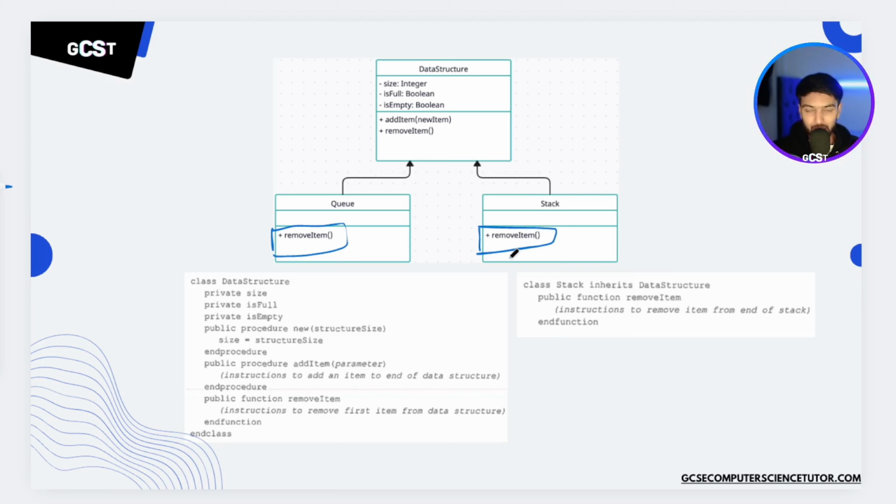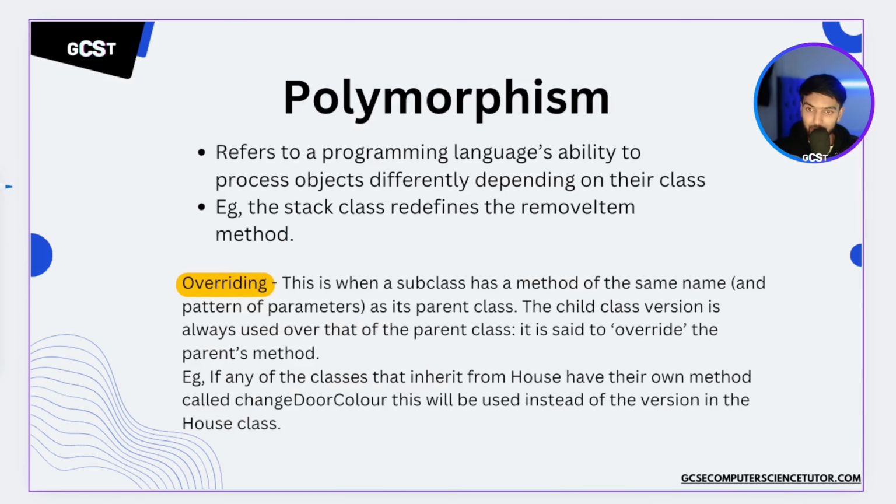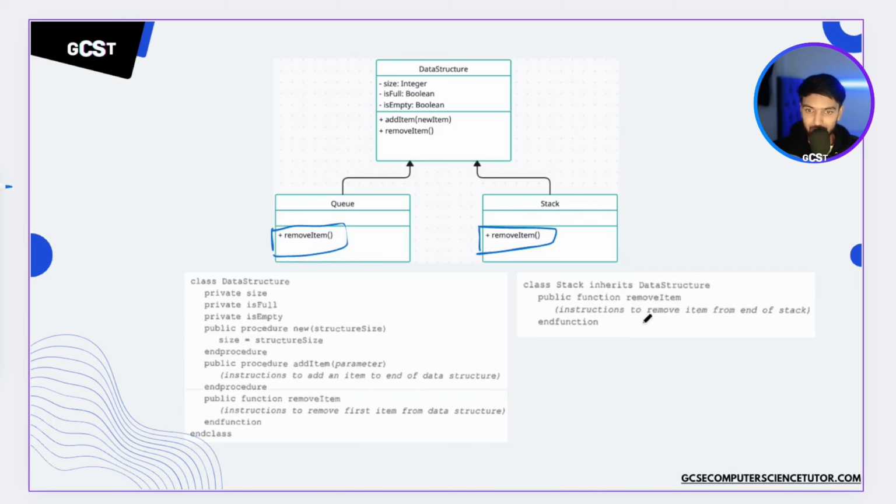depending on the object. So that's a very important part, which is polymorphism, which is the third buzzword when it comes to object-oriented programming. So this is the ability to process objects differently depending on their class. So for example, the stack class redefines the method of remove item, because obviously you know that a stack removes an item differently to a queue.